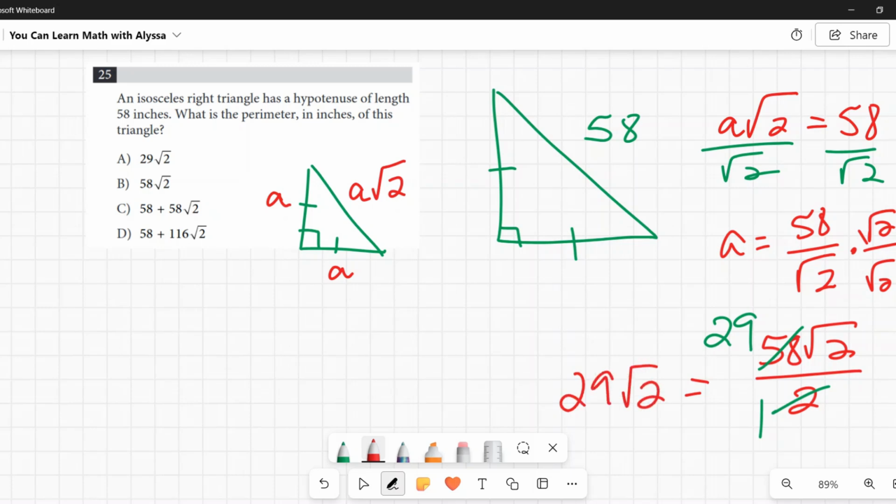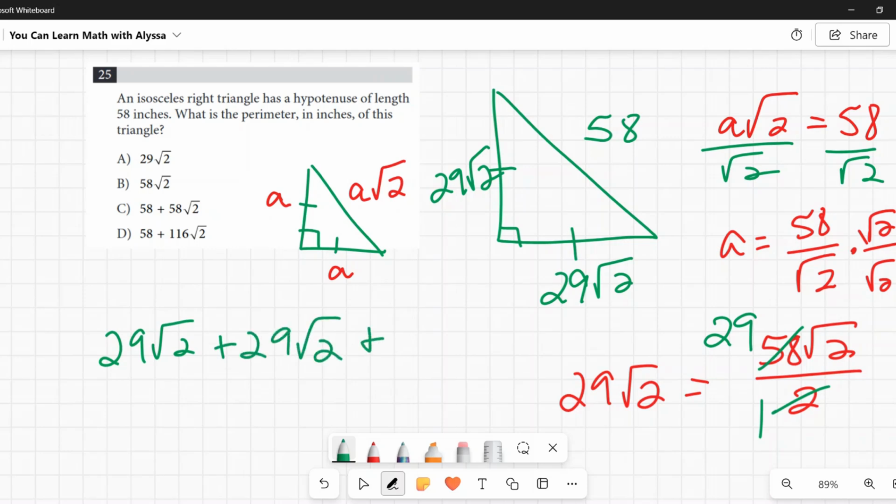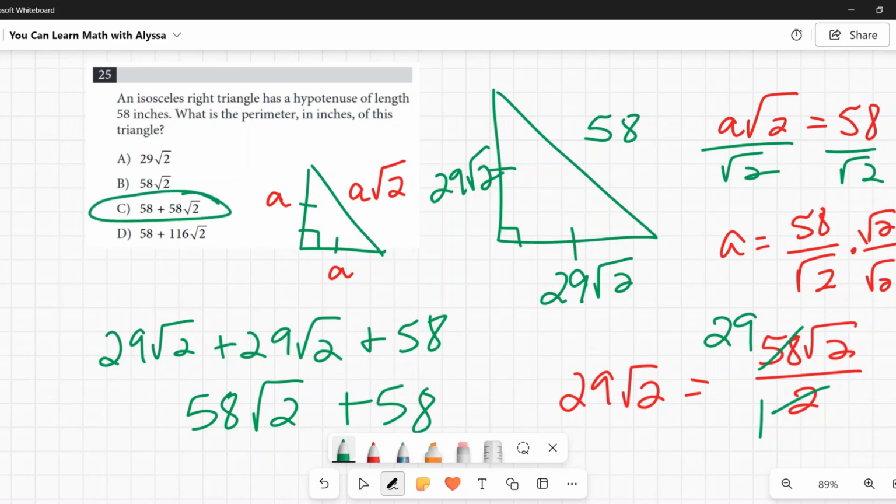So it is equal to 29 square root of 2. That's my A. So up here, fill that in, 29 square root of 2 and 29 square root of 2. And now I need to add those up since we were talking about perimeter. So that is 29 square root of 2 plus 29 square root of 2 plus 58. When you have radicals like that, you can treat them like variables. So 29 square roots of 2 plus 29 square roots of 2 is 58 square roots of 2, plus 58. And that's it. It's 58 plus 58 square root of 2, which is C.